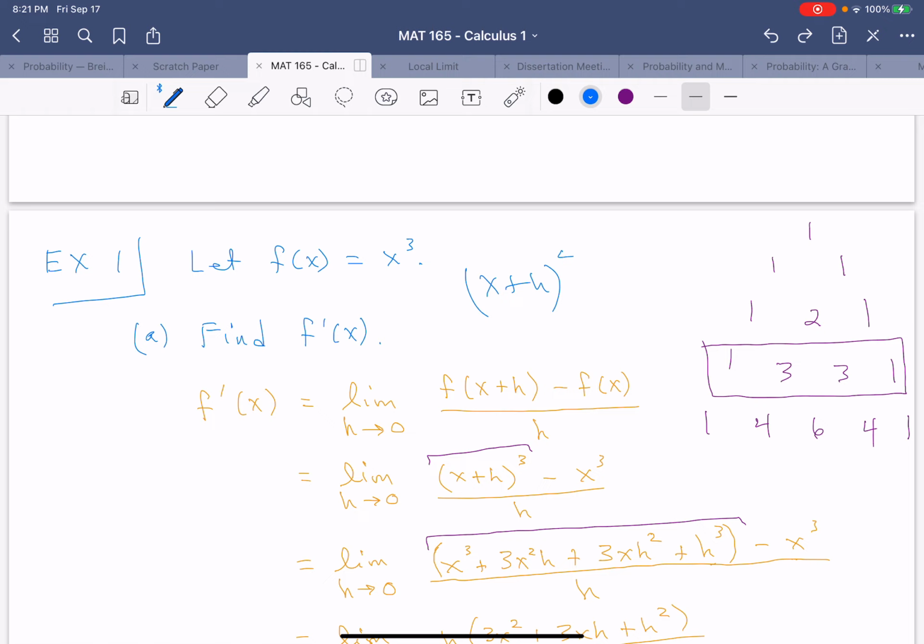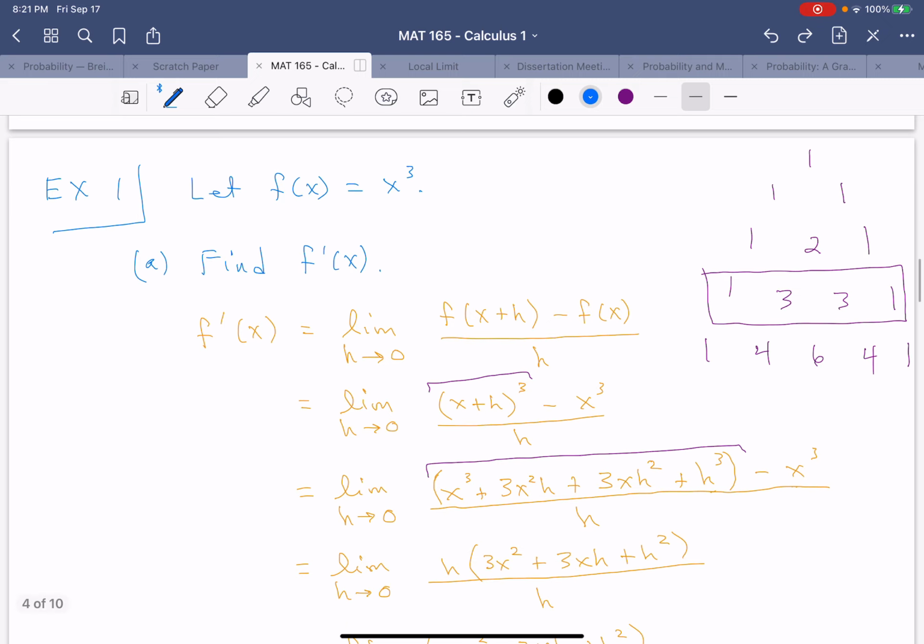Okay, well, enough of that. No more digressing. Let's get back to the problem. Okay, so we expanded that binomial, so here's where we are. We expanded that binomial. We still have minus x to the third, and then all over h.